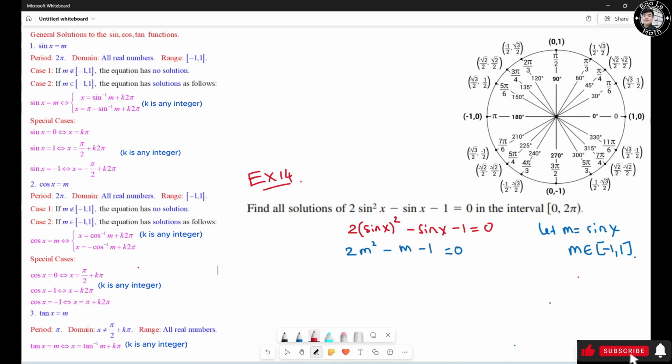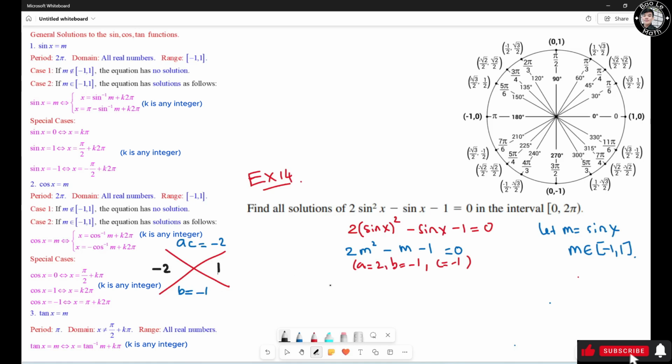Now I need to factor this one out. So I use the AC method. A equals 2, B equals negative 1, C equals negative 1. Now I put A times C right here, it's going to be negative 2, and B right here equals negative 1. Now I need to do mental math. I need to find two integers that multiply to negative 2 and add up to negative 1. It's going to be negative 2 and 1.